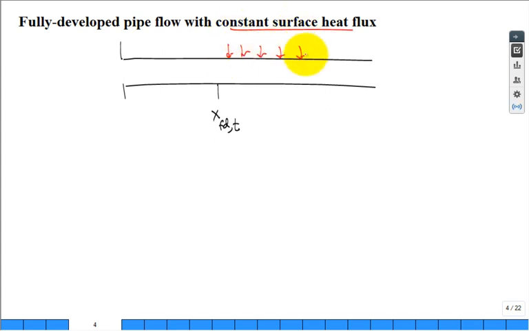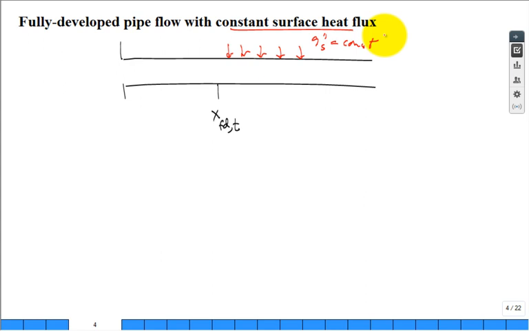That means that Q double prime at the surface is constant. How would I achieve that experimentally? Take an electric resistive wire and wrap it at equivalent spacing going down, don't change the wrapping density, around the pipe. Insulate it very well, and then turn on electric resistive power to that resistive electric wire, and it'll heat it up like that. So that's how you experimentally could achieve it.